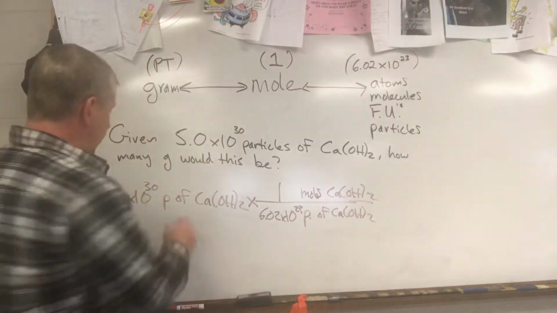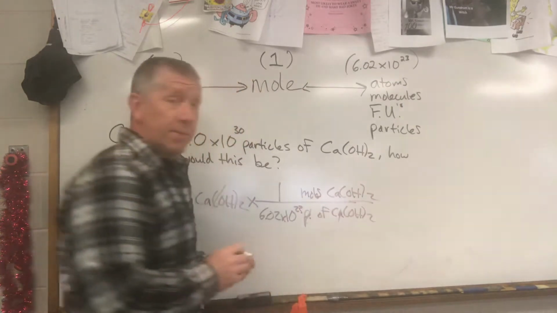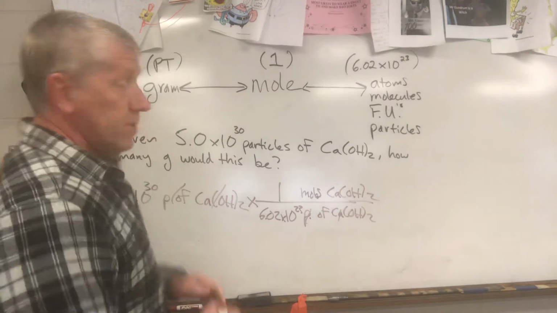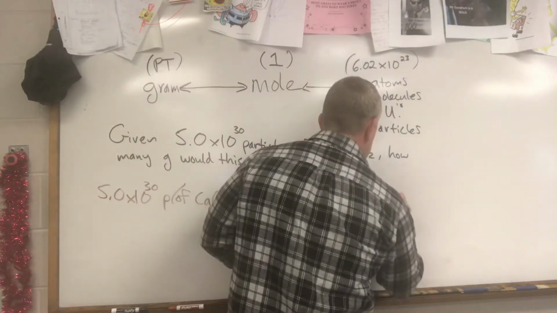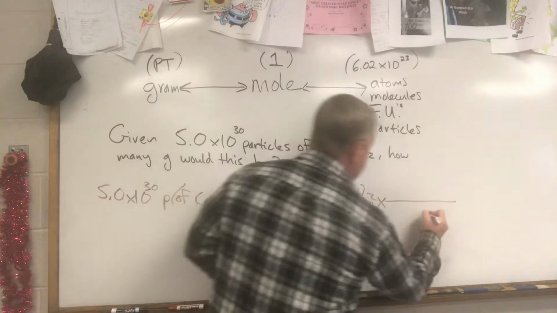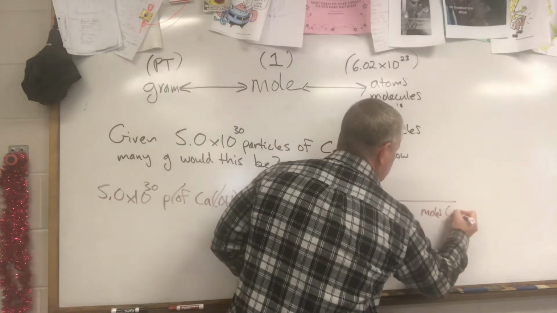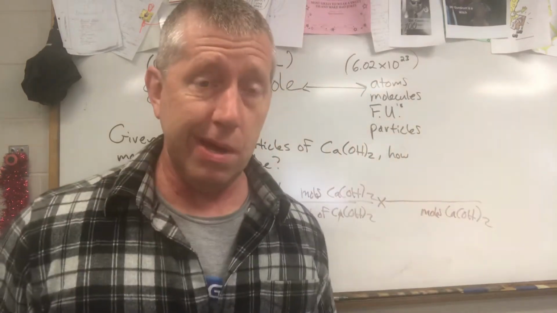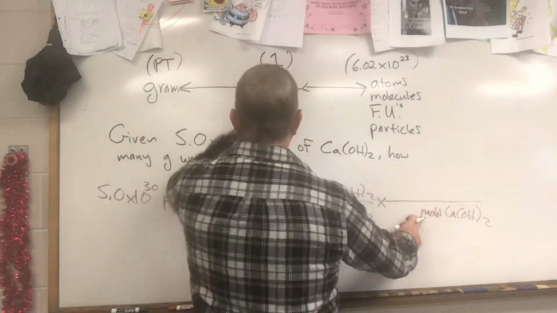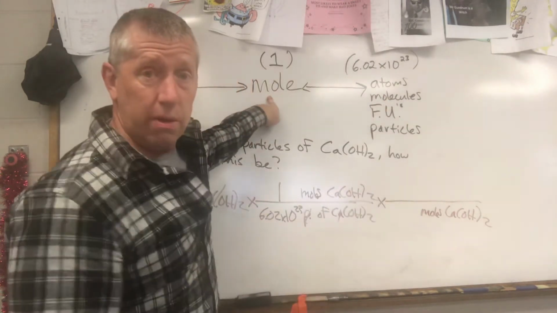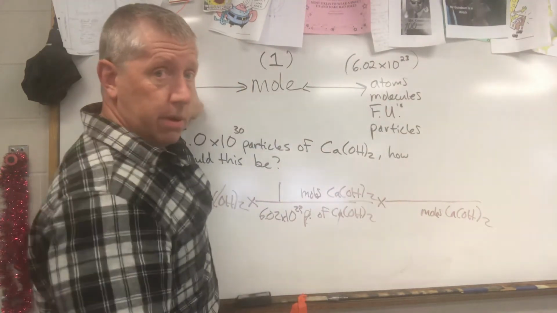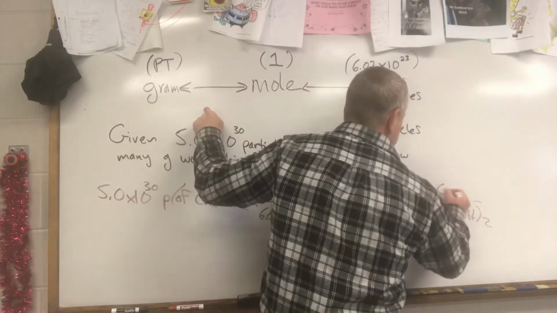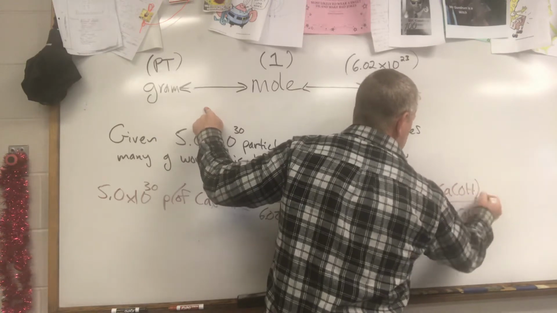Okay, all right, that will cancel out particles, leaving me with moles. I'm in Chicago, but I want to get to Boston. So I need to go one more step to get to grams. Set up that one step. Okay, moles of calcium hydroxide on the bottom. And then where do I want to go? Now, if you want to fly back to San Diego, go ahead. Get to Boston. So I'm going to grams. So grams of the calcium hydroxide goes on the top.